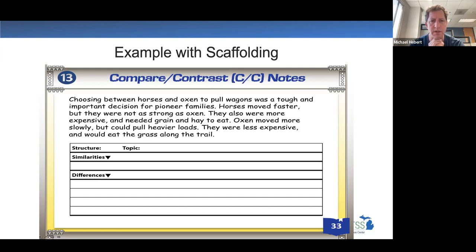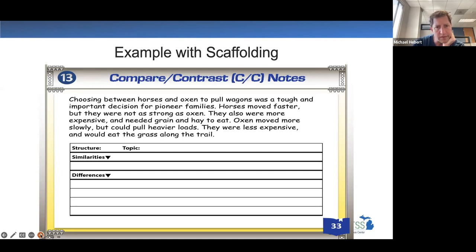Choosing between horses and oxen to pull wagons was a tough and important decision for pioneer families. Horses moved faster, but they were not as strong as oxen. They were also more expensive and needed grain and hay to eat. Oxen moved more slowly, but could pull heavier loads. They were less expensive and they would eat grass along the trail.